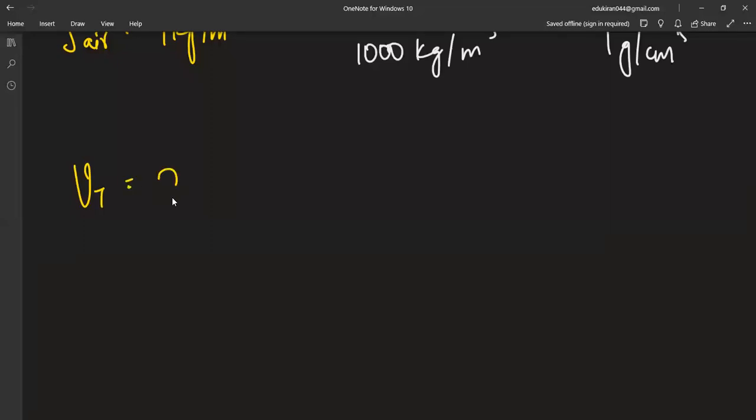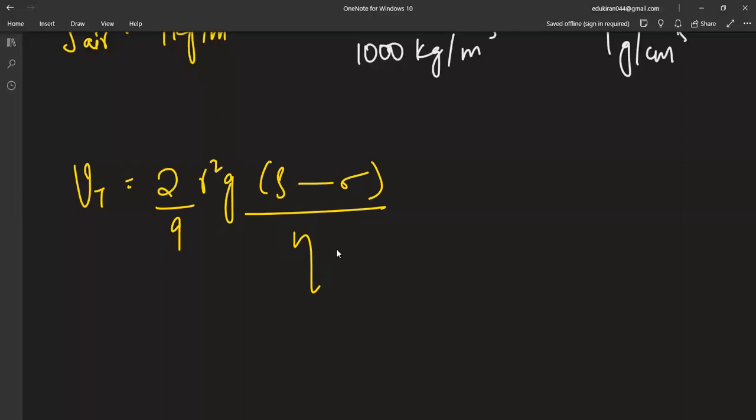What is the formula of terminal velocity? 2 by 9 r square into g, rho minus sigma by eta, the coefficient of viscosity, right? So this is 2, the radius is 0.4 into 10 to the power minus 3, whole square. G is 9.8.